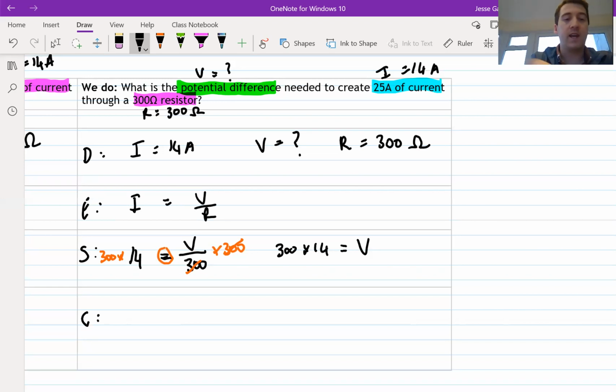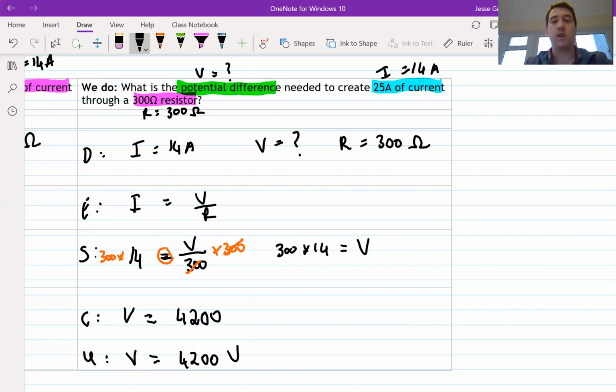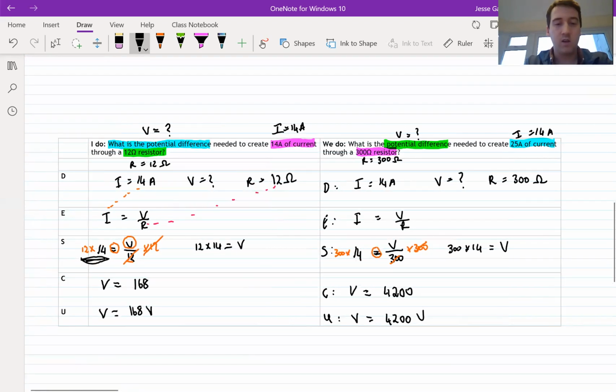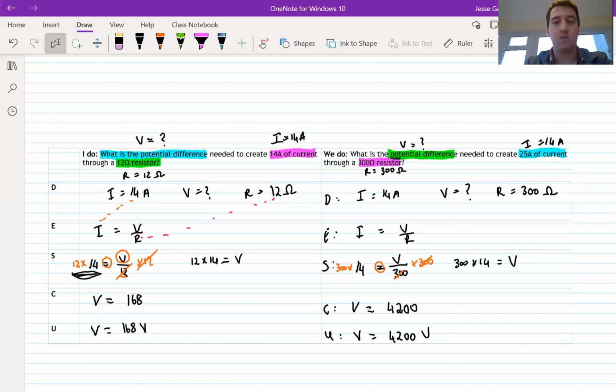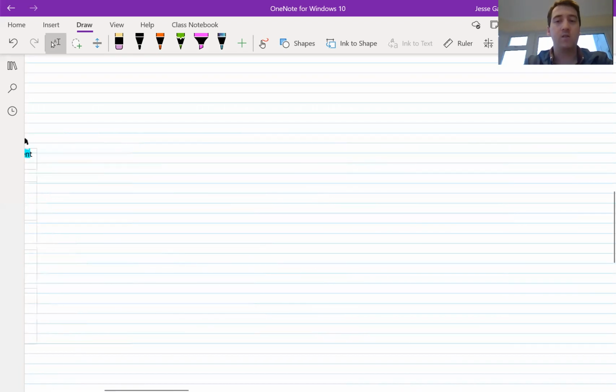So now to calculate, I get my calculator up and I'm going to get V equals, and I do on my calculator, 300 times 14 equals 4,200. And my units, it's potential difference, so it's 4,200 volts. Okay, so you can take this down as a second example if you like. I don't know if I let you take down the first one. There are the two sums done. Okay, if you need, you can pause the video and make notes of those. And you're ready to do some more practice.